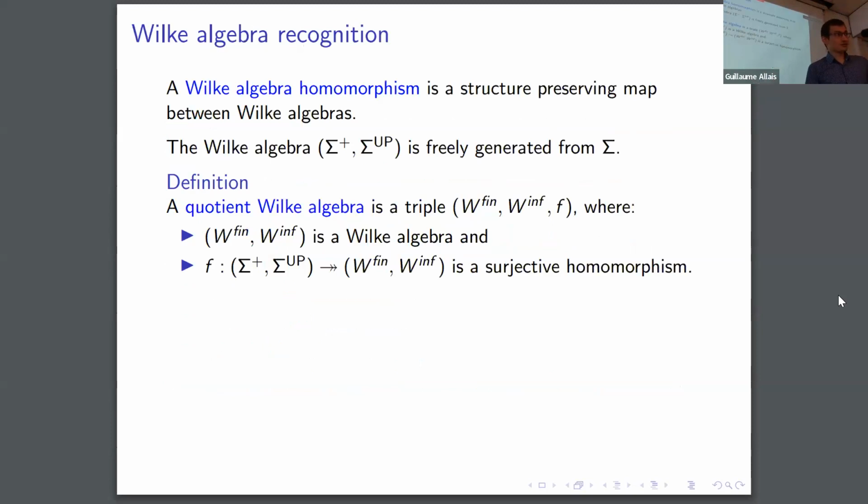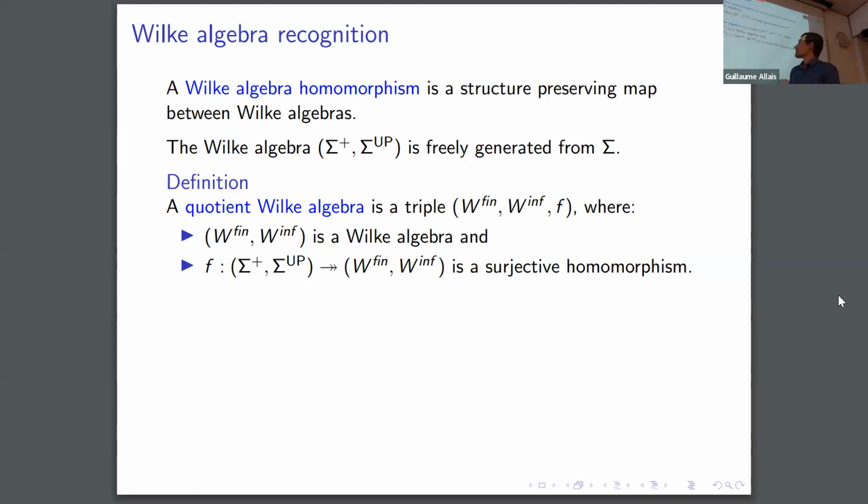So how does the structure actually recognize omega regular languages? I need some more machinery, which hopefully should be intuitive. I call a Wilke algebra homomorphism a structure-preserving map, just what I would expect by homomorphism. So I have two Wilke algebras, and a map that maps the finite sort to the finite sort and the infinite sort to the infinite sort, and I want these to preserve my structure, so these operations that I have.